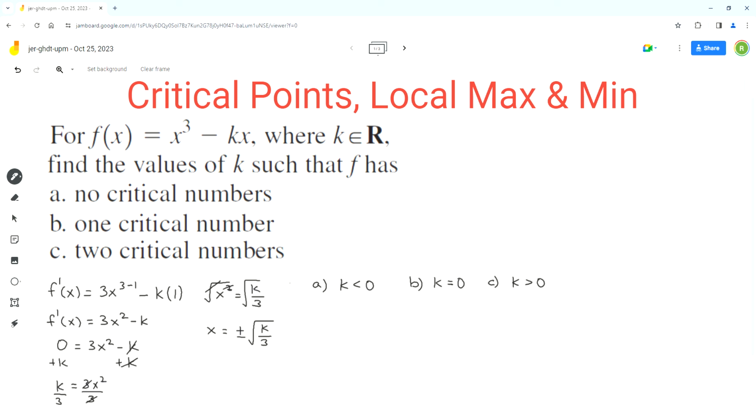So these are the steps you have to keep in mind to solve a problem like this one. Here we found the expression for x, the critical number, and we realize that there are two possible cases, plus and minus. So we then have to analyze the k value accordingly so that we are able to get no critical number, one critical number, and two critical numbers.